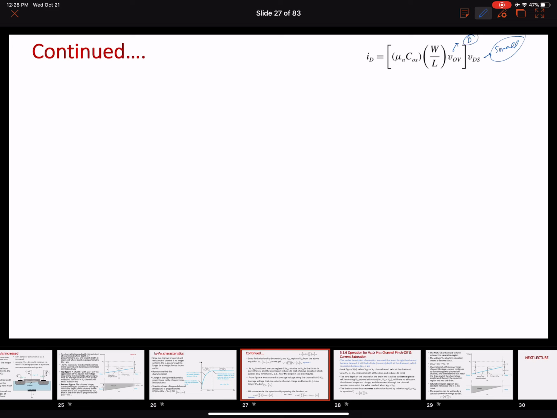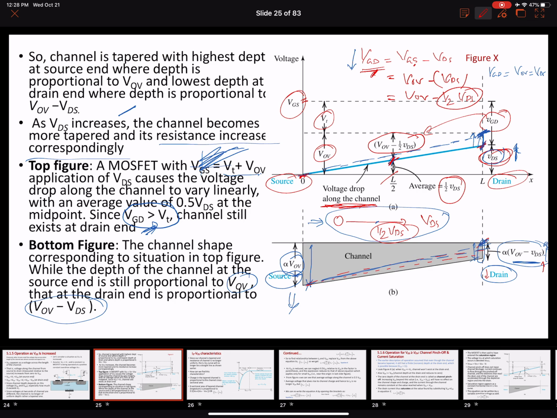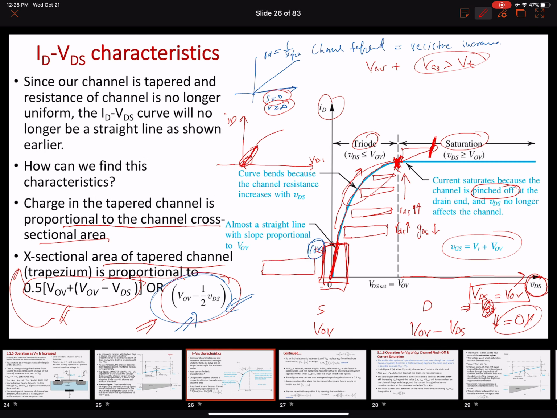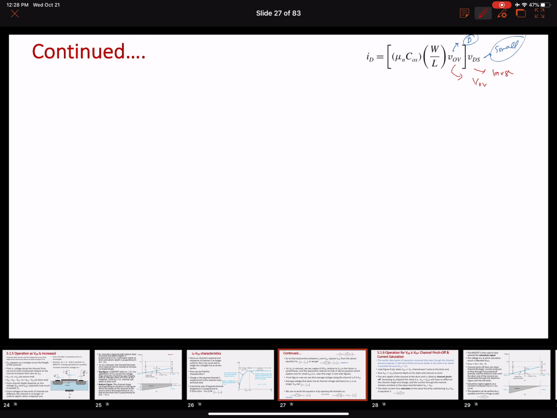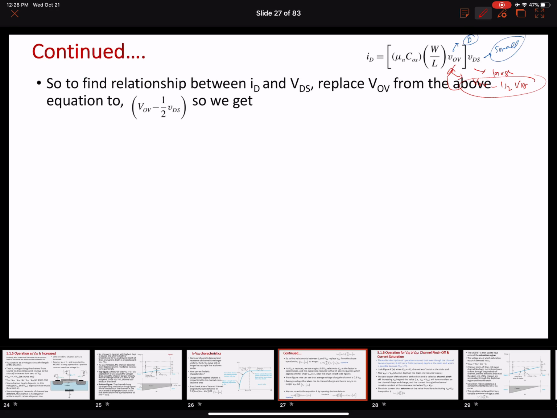We just discussed what will happen when VDS becomes large. The average voltage that appears along the length of the channel is VOV minus half of VDS. So what we are going to do is just replace this value by that. Okay, so we get this.